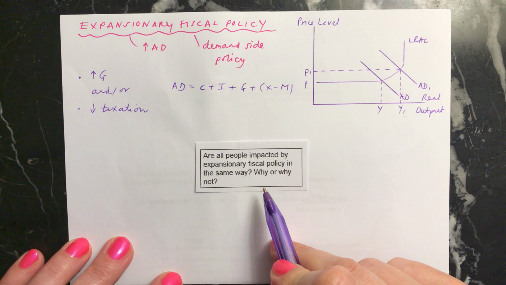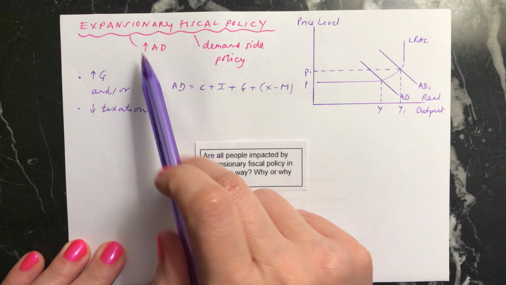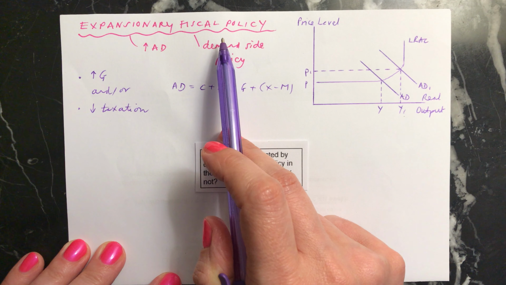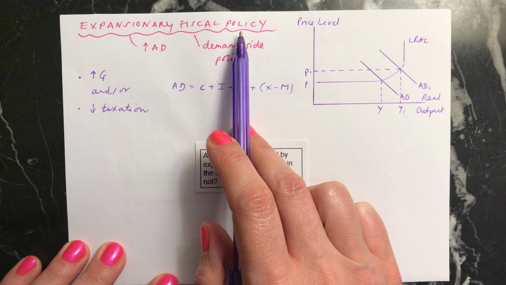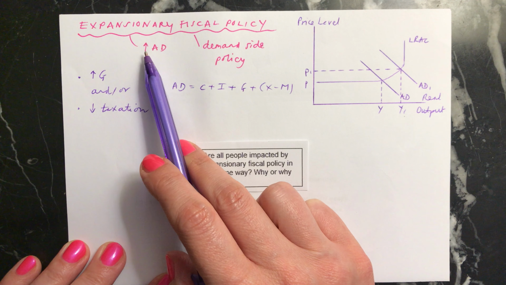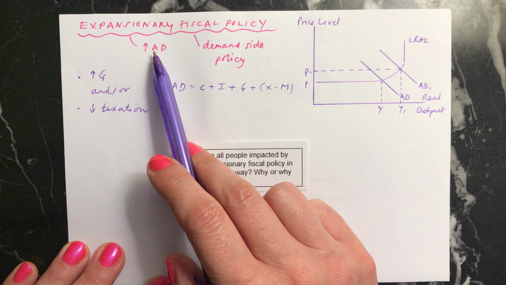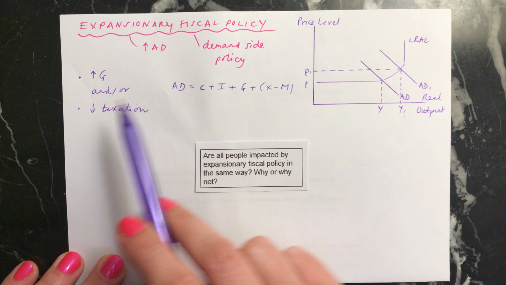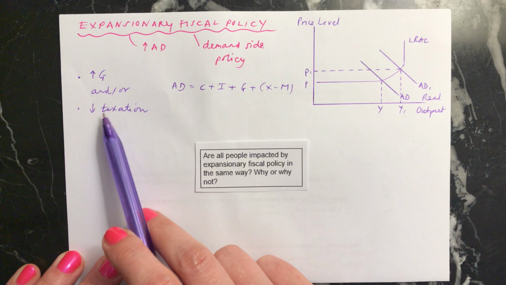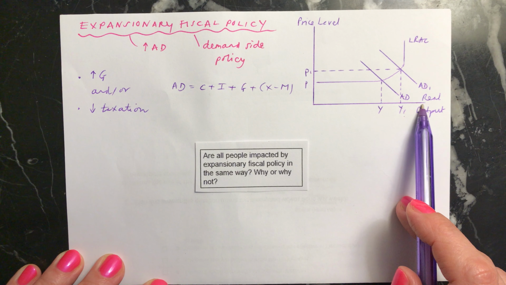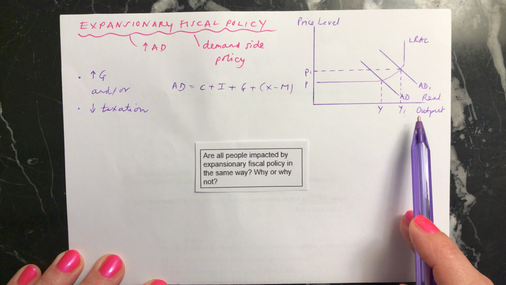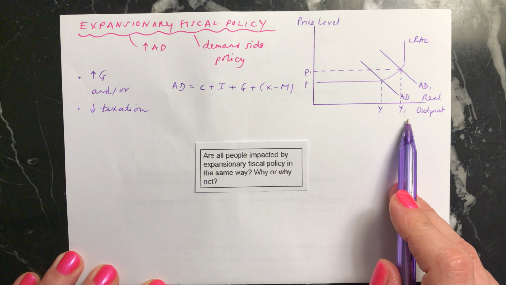This is the fourth video evaluating expansionary fiscal policy, and you've seen the basics of this in the videos before. Expansionary fiscal policy is where you're causing aggregate demand to go up. That's your objective. It's a demand side policy. It's through increasing government spending and/or decreasing taxation, and this is the AD/AS diagram to show that happening. AD increasing here and real output going up from Y to Y1.